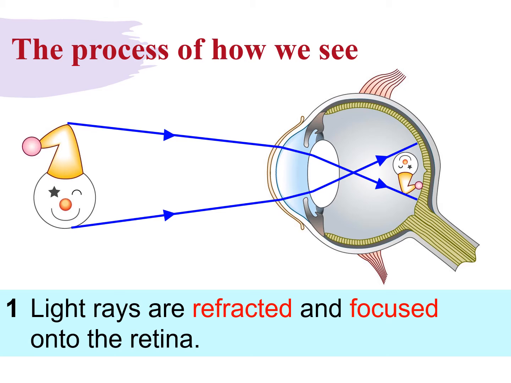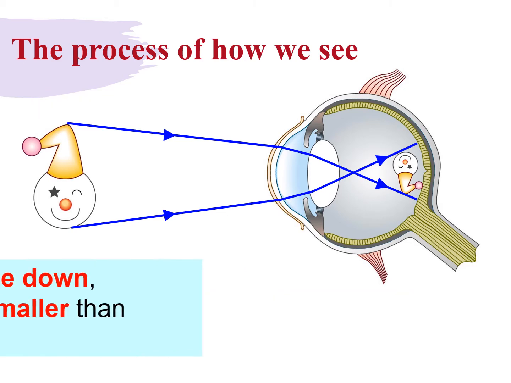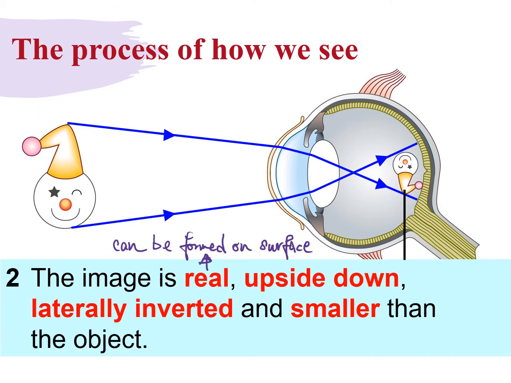First of all, the light ray from the object that we are seeing will be refracted, 折射, and then focused, 聚焦, onto our retina. The image formed on our retina is real. That means it can be formed on a surface. It is also upside down, 上下調轉, laterally inverted, 左右調轉, and smaller than the real object.